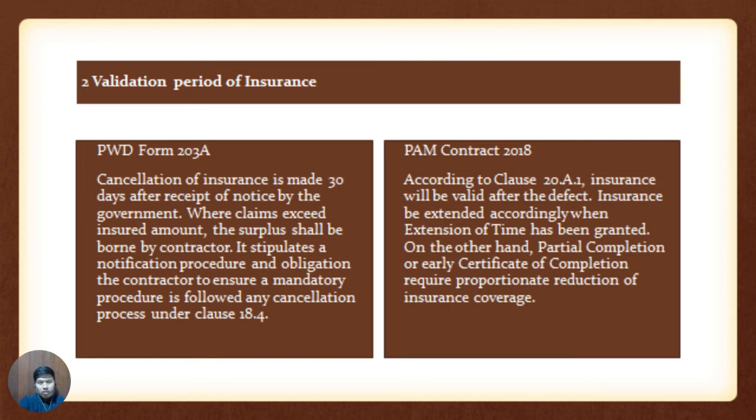In PAM Contract 2018, according to clause 20.A.1, insurance will be valid after the defect. Insurance is to be extended accordingly when extension of time has been granted. On the other hand, partial completion or early certificate of completion requires proportionate reduction of insurance coverage.